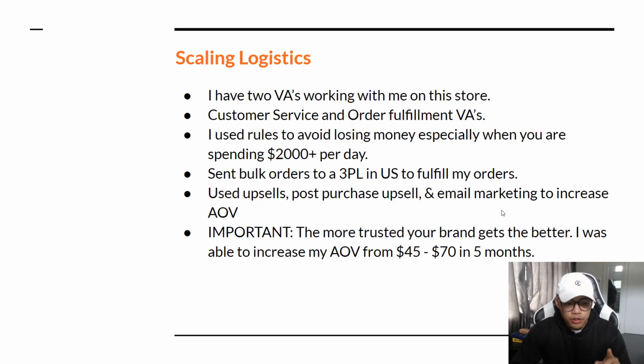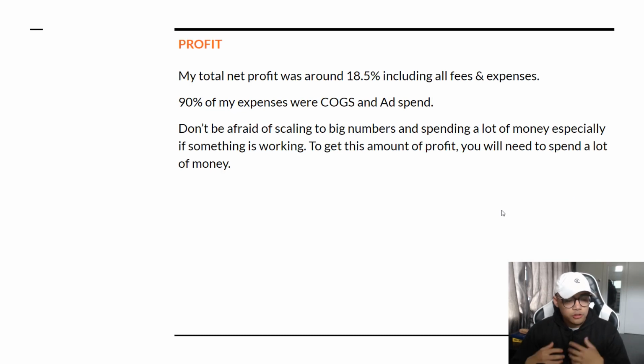Now the product cost for this was $20 to $25, including shipping. Now this depends on the states in US. The further it is, they basically have to pay more shipping, but roughly $35 to $40 profit at the end of the 5th month. My total net profit was around 18.5%, including all fees and expenses. 90% of my expenses were COGS and ad spend.